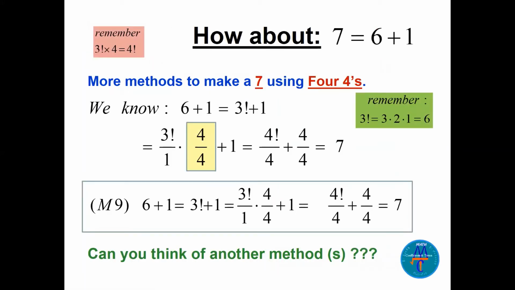Now, see, in the previous ones, we got 7 as 8 minus 1. Let's take now, how about 7 equals 6 plus 1? I will show you one method. Very nice to think and train your mind. 6 plus 1 is 7, right? Now 6 is 3 times 2 times 1. So that's 6. So this is 3 factorial.